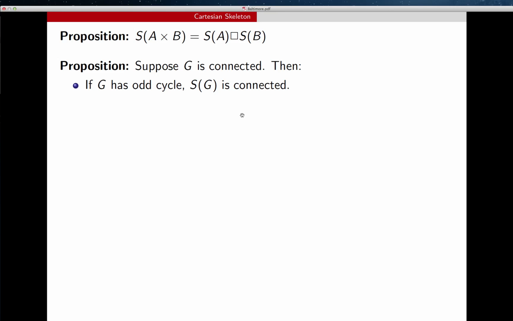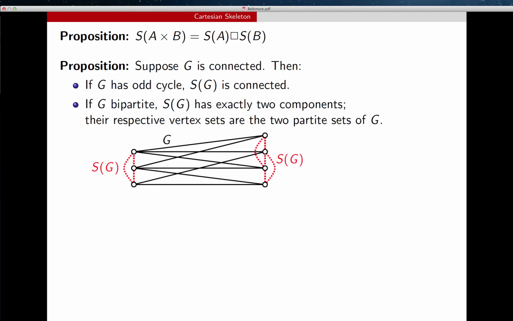Here's a proposition. Suppose G is connected. Then, first of all, if G has an odd cycle, it turns out its Cartesian skeleton, S of G, is also connected. What about if G is bipartite? Well, in that case, S of G has exactly two components. Their respective vertex sets are the two partite sets of G. And you see that happening in this picture.